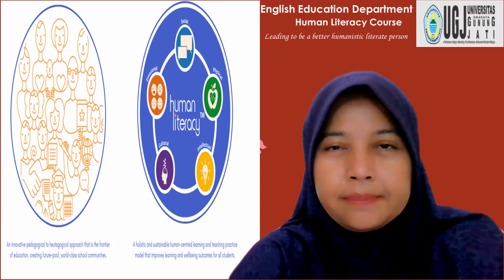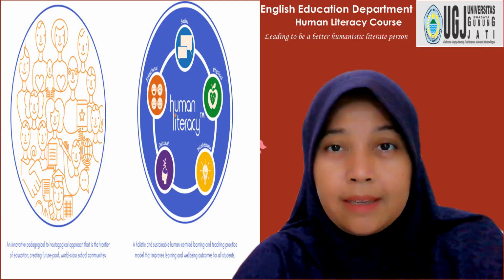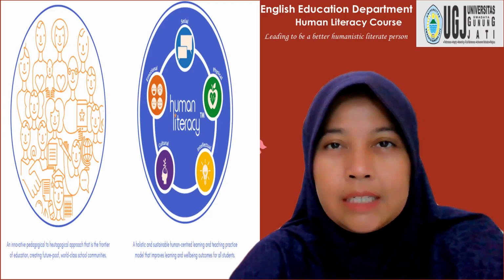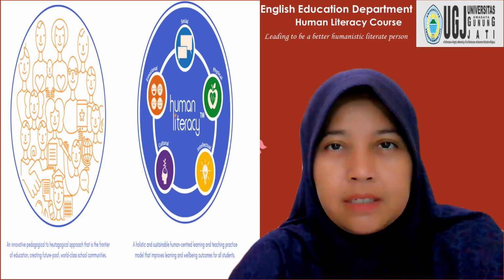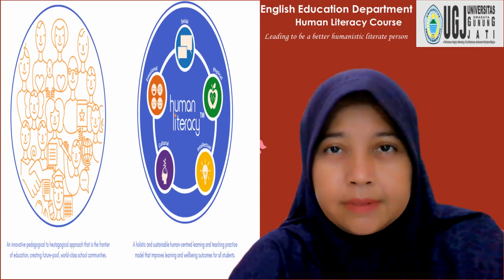Okay, so what is actually human literacy itself? Human literacy means the ability to understand, interpret, and communicate about humans with others, to do the social practice in terms of doing such as creations and even movement. But in this context, we are going to talk about human literacy in the context of English learning and teaching.